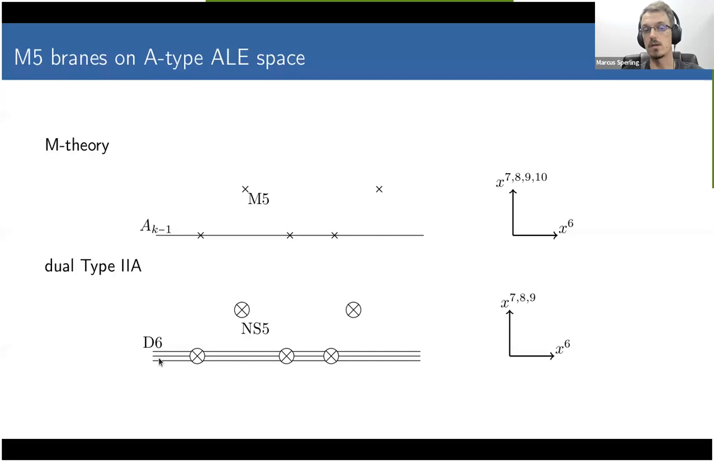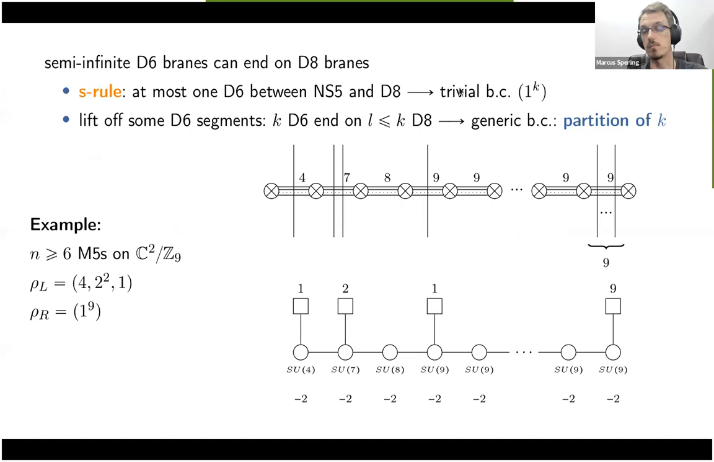we don't want to change the theory. That means all of the D6 branes, which I have, for instance, on the left-hand side, they still are supposed to end on the NS5 brane here. That means I need to pull in as many D8 branes as I have D6 branes, right? And that basically means that I'm going to be dealing with trivial boundary conditions if I just change the setup to including the D8 branes.